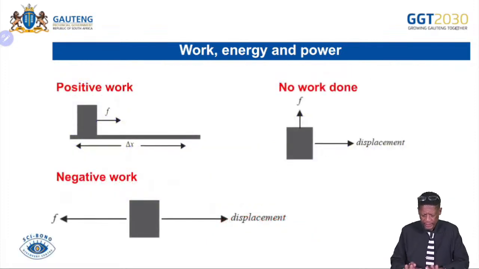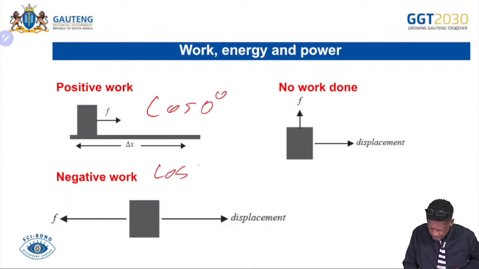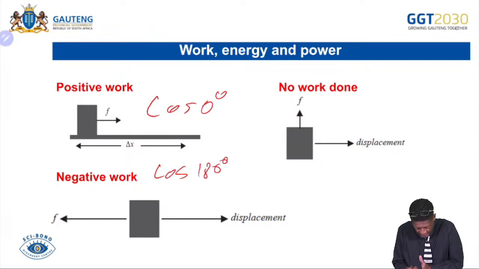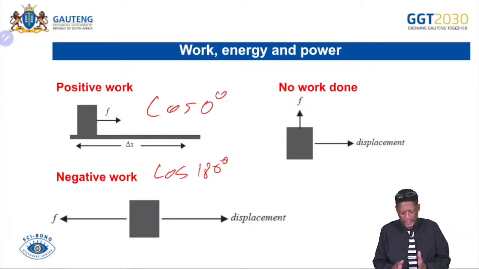Now, these are the forces acting in positive, negative, or no work done. So this is positive. This is cos 0 degrees. This is cos 180 degrees. And then here we know that it's friction, so your answer must be negative. This one is going to be positive. There is no work done if it is acting vertically, right?